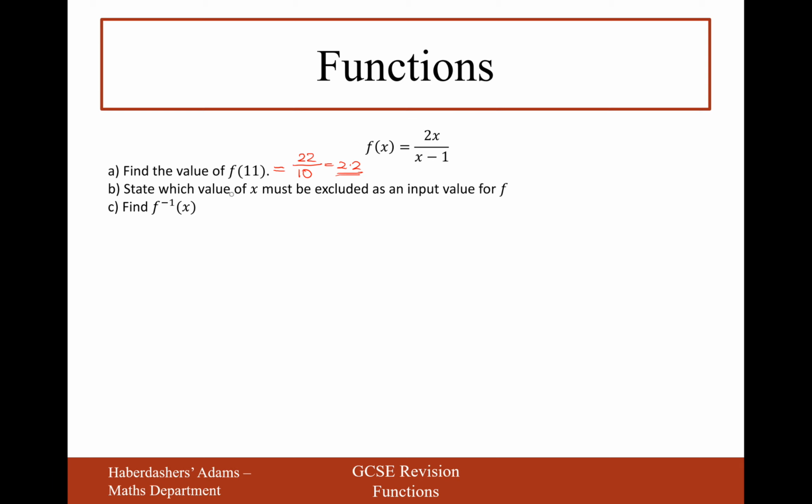Part B, state which value of x can be excluded as an input value for f. Well, I never want this function to be dividing by 0. So when I look at the bottom, I need to think what value of x will make this bottom 0. And the answer to this question is 1. 1 will be the x value that will make the bottom of this fraction 0, because I'm never allowed to divide by 0. So x equals 1 is not allowed.